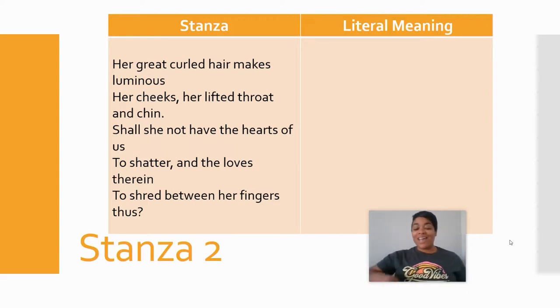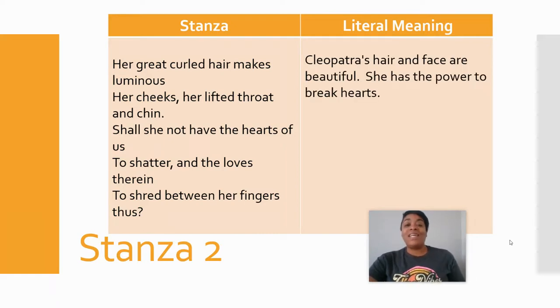All right, scholars, I am going to share what I wrote as the literal meaning for stanza 2. I wrote that Cleopatra's hair and face are beautiful. She has the power to break hearts. Now, the power to break hearts comes towards the end of stanza 2: to shatter and the loves therein, to shred between her fingers thus.